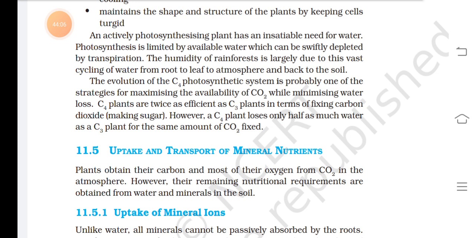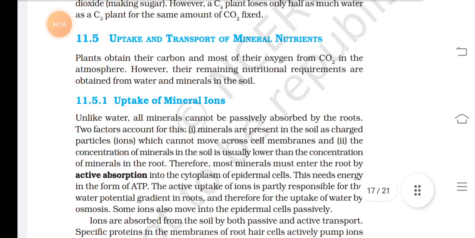back to the soil. The evolution of the C4 photosynthetic system is probably one of the strategies of maximizing the availability of CO2 while minimizing water loss. C4 plants are twice as efficient as C3 plants in terms of fixing carbon dioxide, making sugar. However, a C4 plant loses only half as much water as a C3 plant for the same amount of CO2 fixed.